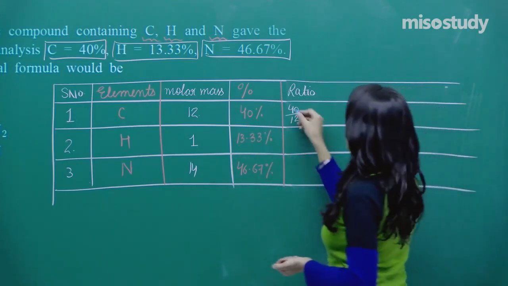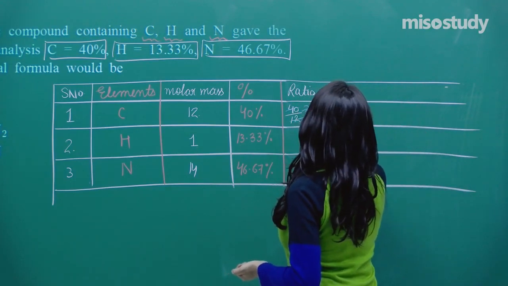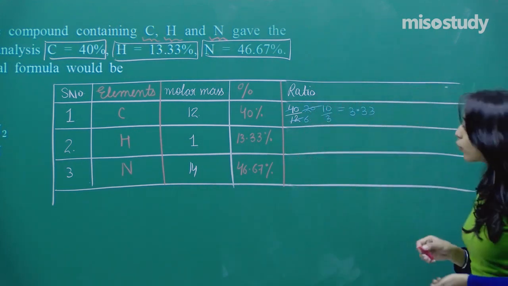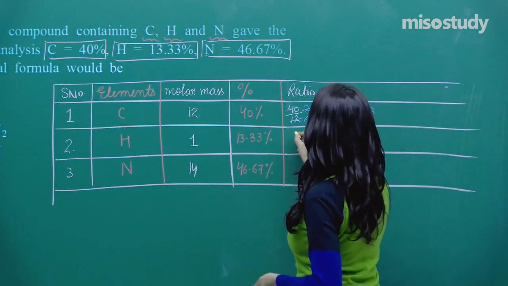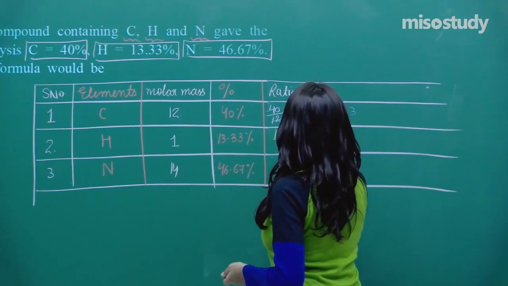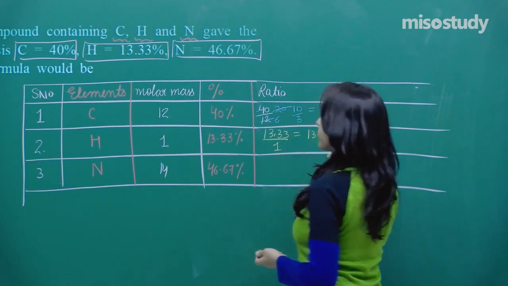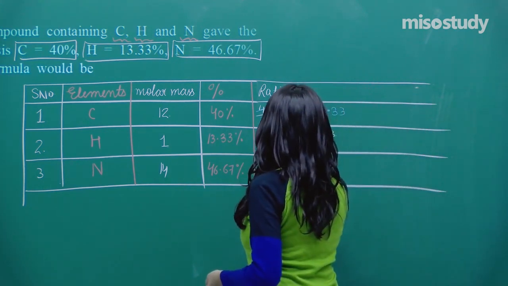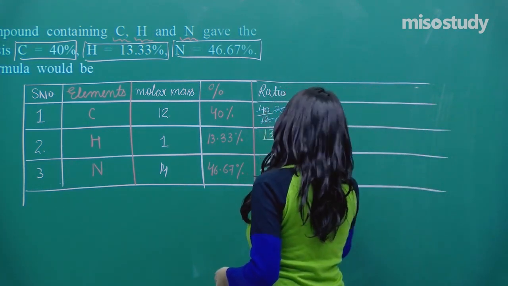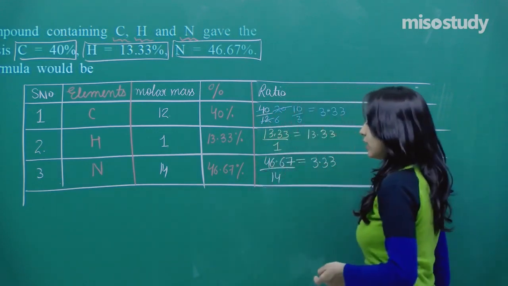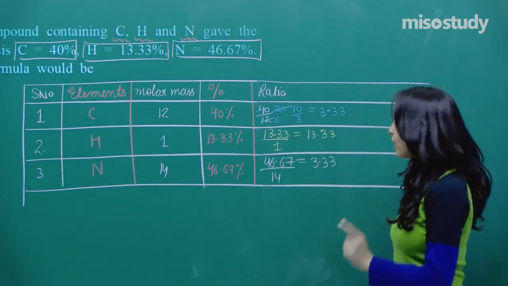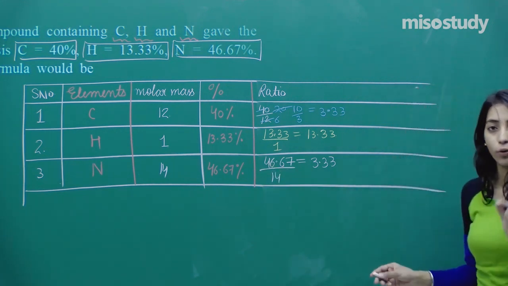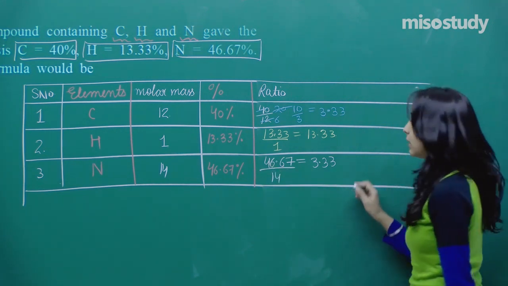And if I'm not wrong, it should be 20 by 6. That means it should be 10 by 3. So the value should be 3.33. Okay. Moving further, 13.33 to be divided by 1, which should be 13.33. And if you continue further, we have 46.67 divided by 14, which will again come out to be 3.33, because 14 2s are 28 and 14 3s are 42. So this 46 is a little greater than 42, right? So the value is 3.33.